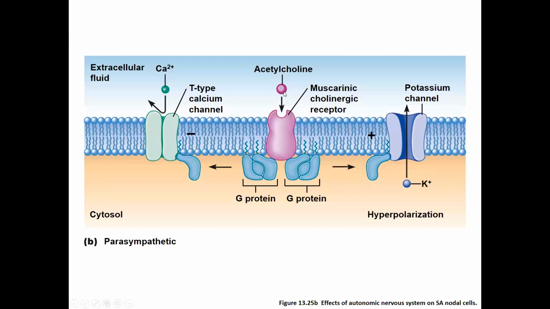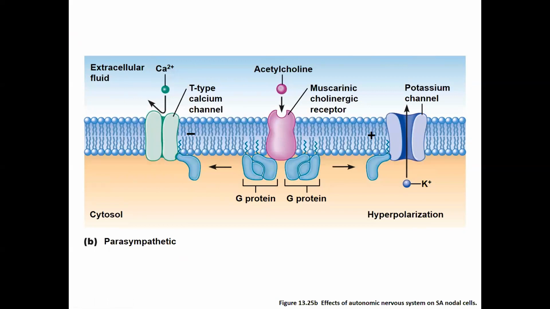It's not epinephrine or norepinephrine. It's acetylcholine. It's going to bind to this muscarinic receptor. That's going to have a shape change in this G protein. And this is going to do two things. One is blocking the T-type or fast calcium channels. What do you think blocking those channels will do in this scenario?